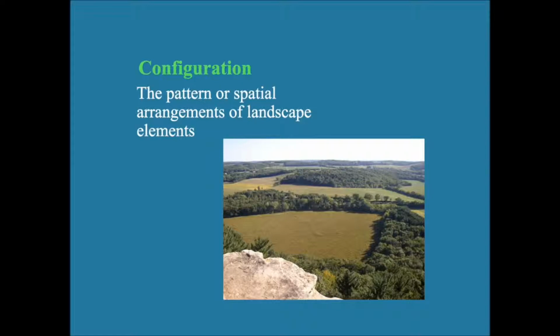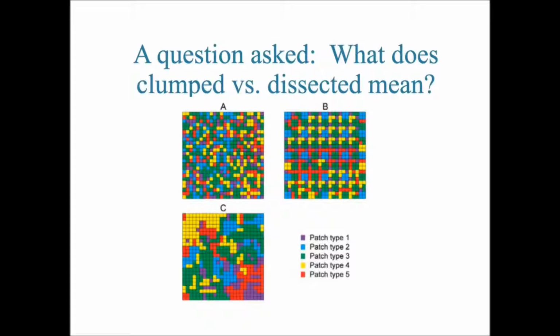And the configuration, again, is the pattern or spatial arrangements of those landscape elements. So where are those patches of woodland versus the open fields? How connected are they? How dispersed? What's the distribution of the density of patches?